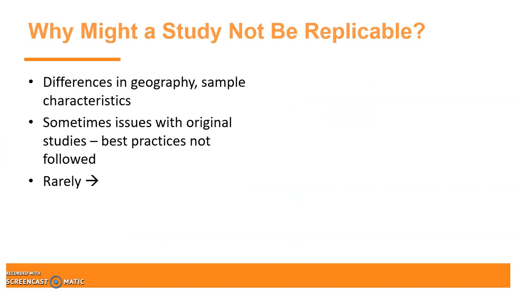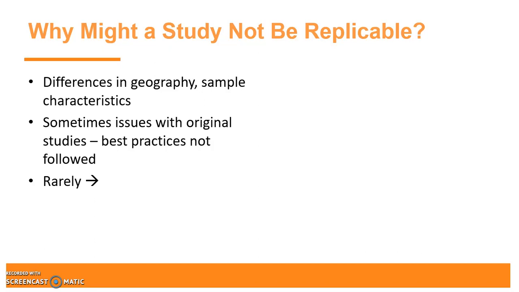Sometimes it's difficult to replicate a study, and some reasons for that might be geographical differences or sample characteristics that made it so you found the effect there, but it doesn't really generalize. Sometimes there could be issues with the original studies, which we'll talk about in the second section.